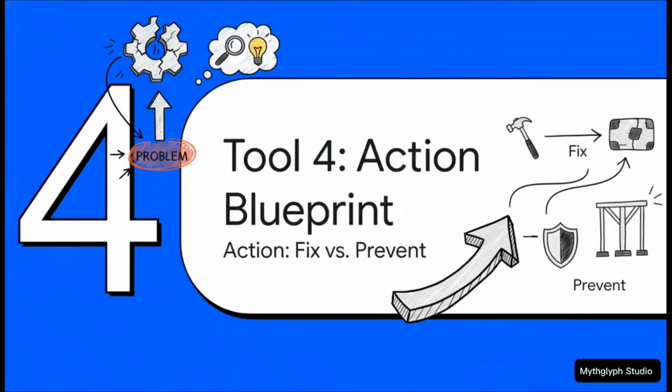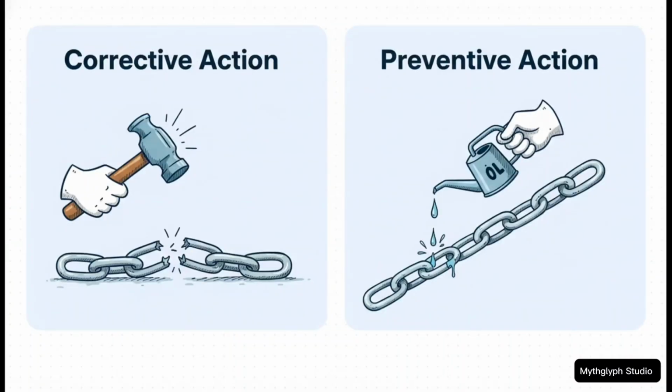So, we've found the root cause, we've used Pareto to prioritize it, now what? Well, the final piece of our toolbox isn't really about analysis at all. It's about taking action. But even here, there's a really important distinction we need to make between 2 different kinds of action. On one hand, you've got corrective actions. These are totally reactive.